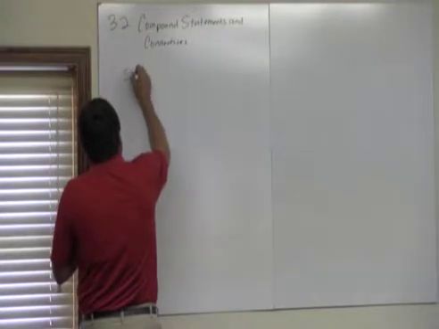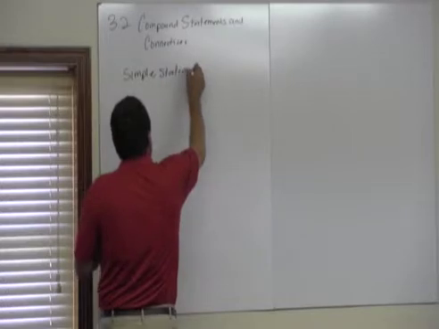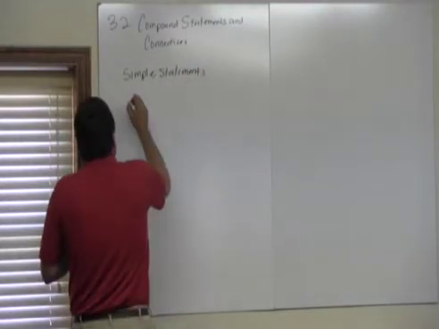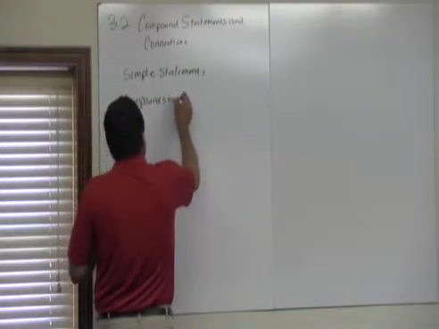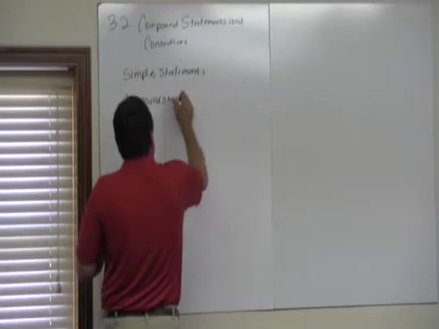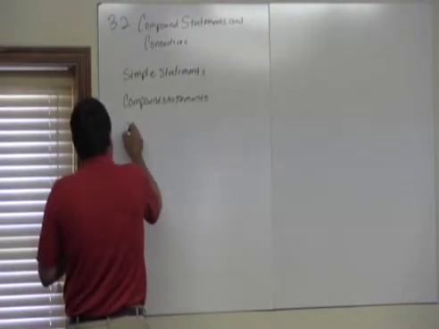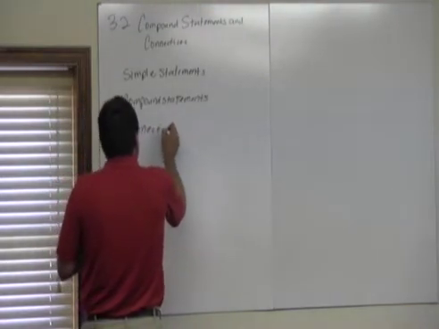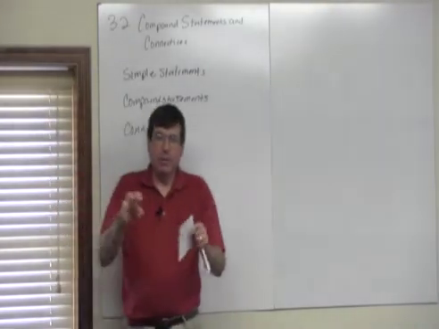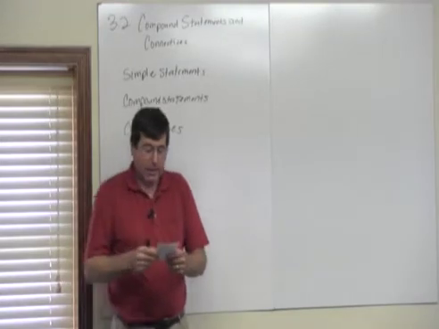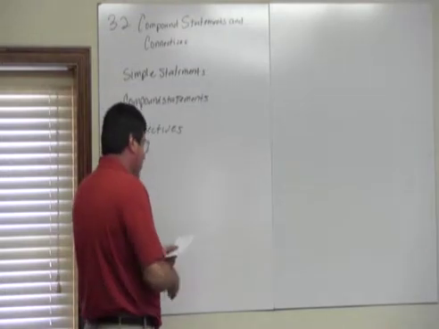The first thing that we need to do is understand the idea of simple statements. Now we've already talked about that. Then we need to talk about the idea of compound statements. Now then we're going to talk about connectives. Now, what are connectives? Kind of like toys. You have toys and these little things that connect them together. Connectives are logical phrases that relate statements to each other.